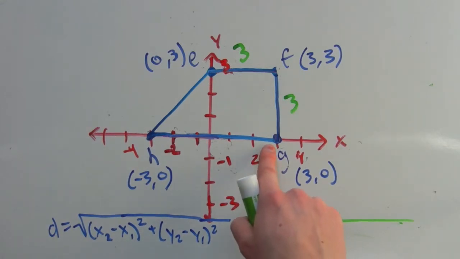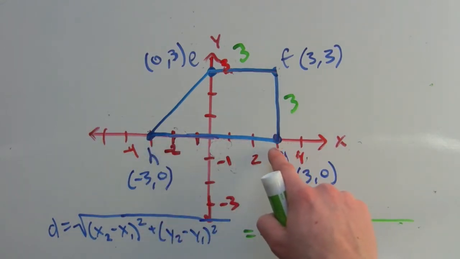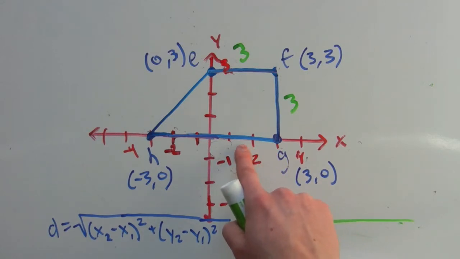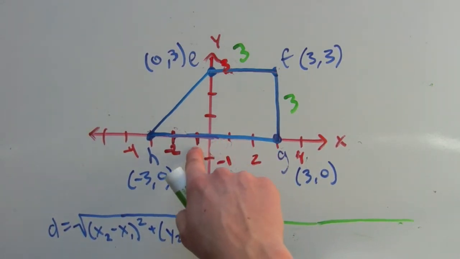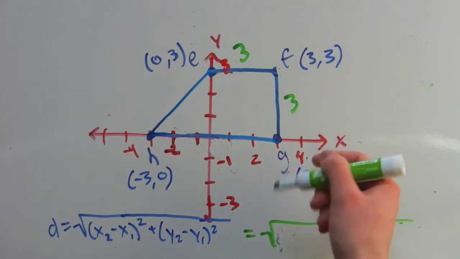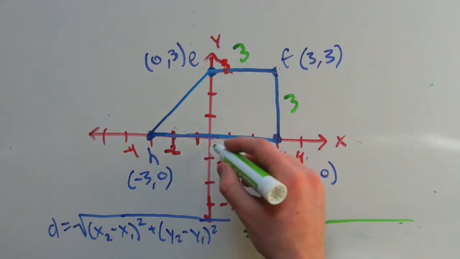Now we have to find the distance from H to G. And let's go ahead and just count on this one, since they fall on the same horizontal line. 1, 2, 3, 4, 5, 6. The distance from G to H is 6 units.